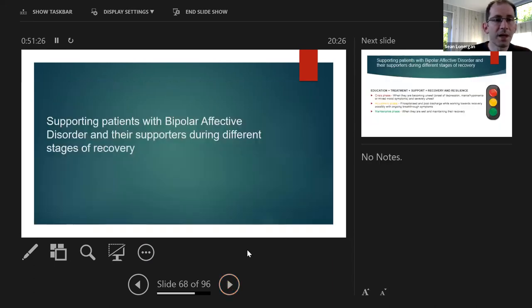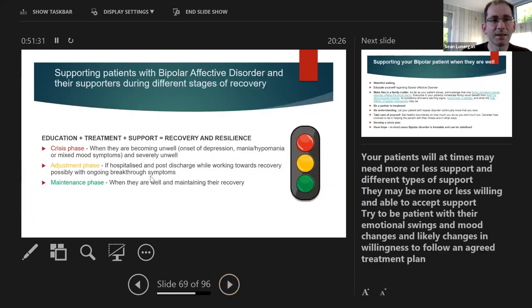So I think I probably won't have time to do this section, but this was going to be looking at different phases of treatment: the maintenance phase when things are going well, the adjustment phase if they're becoming unwell or have been hospitalized and post-discharge, and the crisis phase if they're becoming specifically very unwell. So your role and how you support or intervene at these different points could be very important to what happens in terms of their prognosis or their outcome or their recovery.